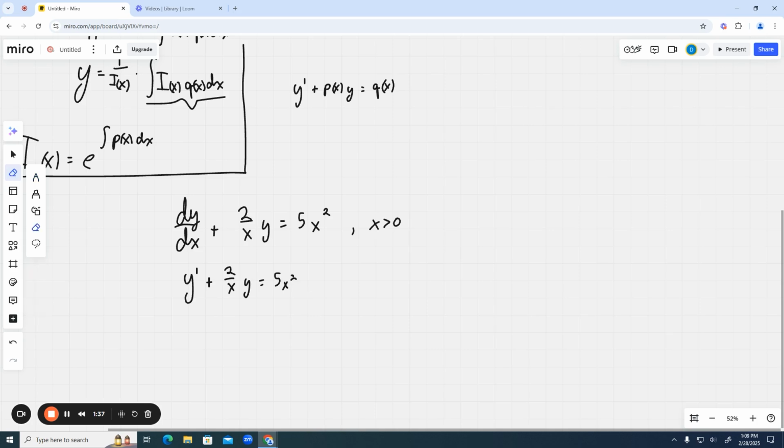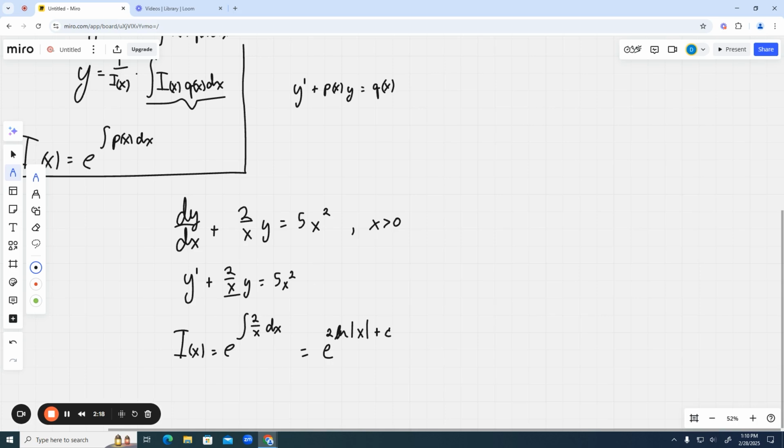And now we need to find our integrating factor. The integrating factor is going to be e to the power of this function right here. This is our p of x. So 2 over x dx. Pulling out this constant, you don't actually need a substitution. We'll have 2 times the natural log of the absolute value of x plus c.